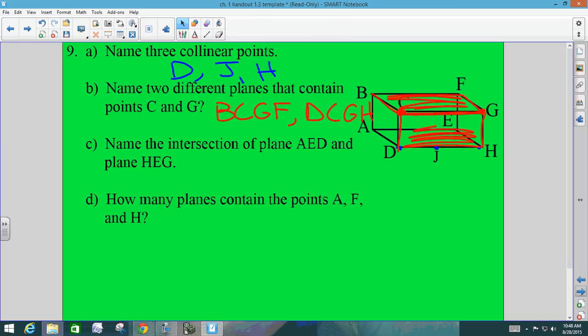All right, part C. Name the intersection of plane AED and plane HEG. 2 planes, if they intersect, will intersect at a what? A line. Your answer better be a line. So you have to figure out the line that these 2 planes are intersecting, where they meet. Shade the planes in.